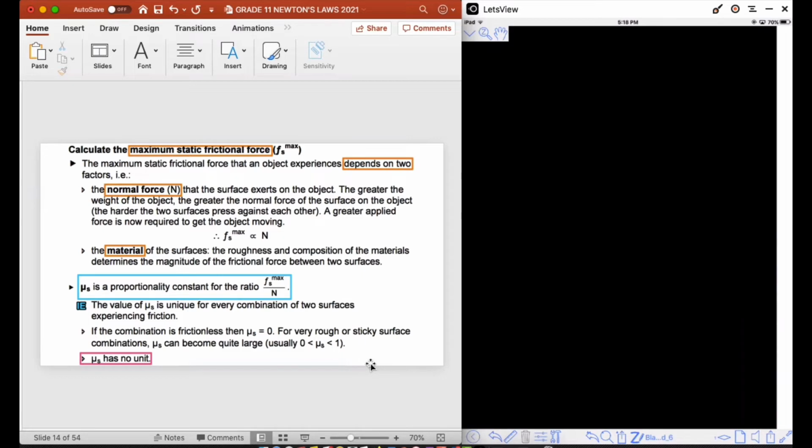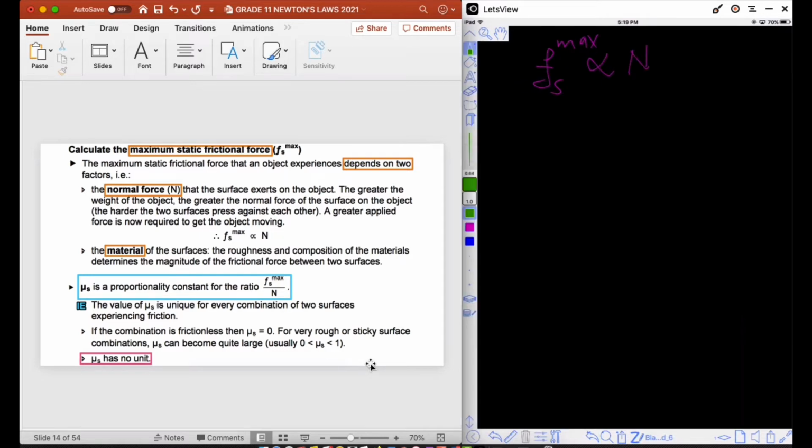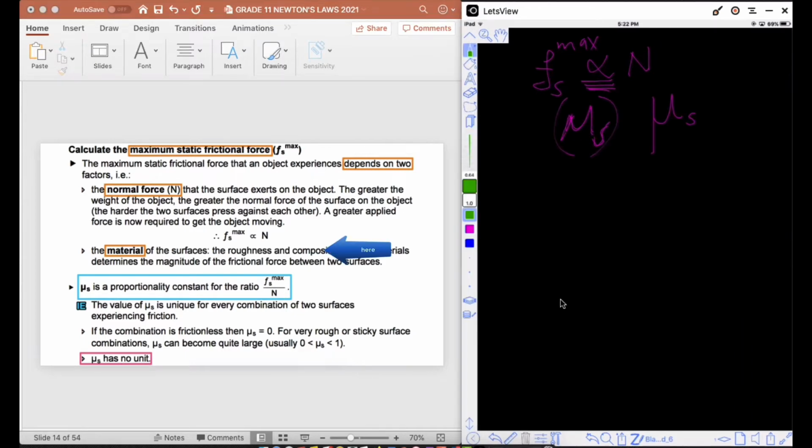Now, we just said that the maximum static frictional force is dependent on the normal force. How exactly is it dependent? You should have heard me mentioning that the maximum static frictional force is directly proportional to the normal force. In other words, if the normal force increases, then so does the maximum static frictional force. If the normal force decreases, so does the maximum static frictional force. So they're directly proportional. For us to be able to remove the direct proportionality sign, we have to introduce a constant, and the constant that is going to be introduced here is mu s. As you can see on the left there, mu s is the proportionality constant and is the ratio between the maximum static frictional force and the normal force. That is, mu s is equal to F max s over N.